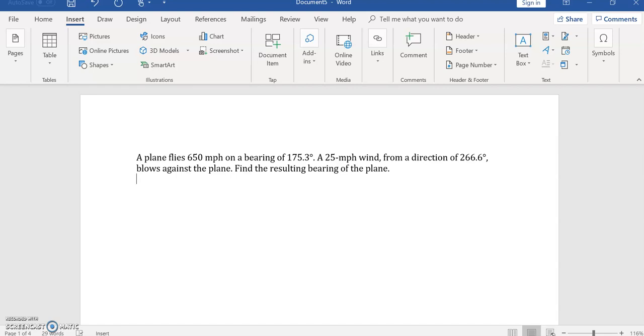We have a plane flying 650 miles an hour in a bearing of 175.3. A 25-mile-an-hour wind from the direction of 266.6 degrees blows against the plane. Find the resulting bearing of the plane.